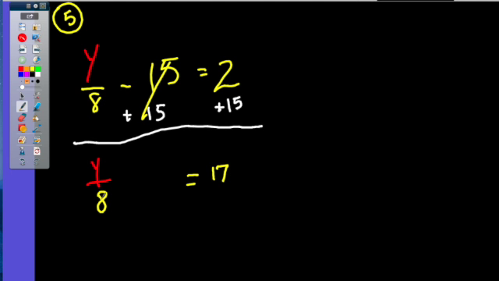Now, this is division, so we need to multiply. I'll multiply each side by 8. That cancels out, so you end up with y is equal to 17 times 8, which is 136.